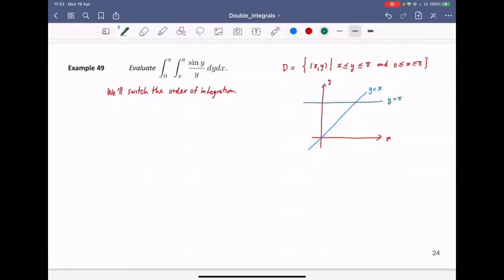I have the intersection here. It's just pi and pi already, which is good. And then this is x equal to 0, y equal to pi. Adding the intersection makes it easy now. The next part is x from 0 to pi. x equal to 0 is this line, and then x equal to pi is this one.